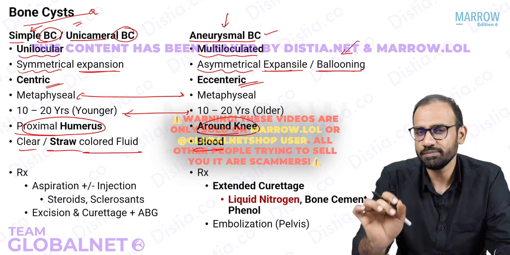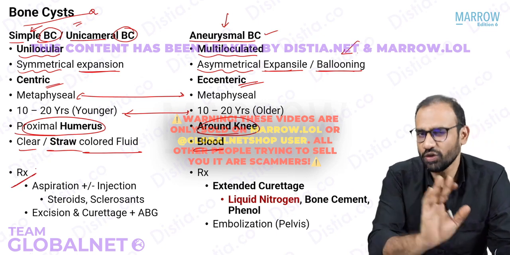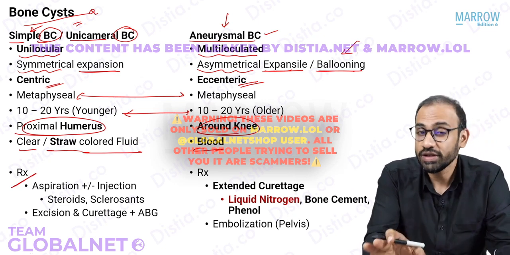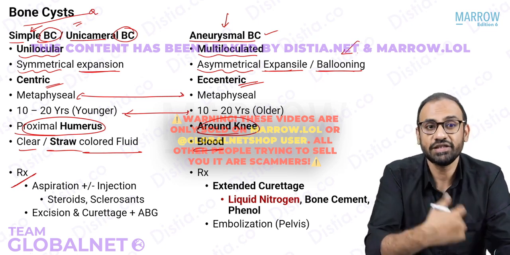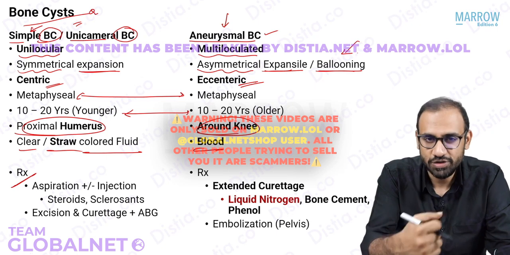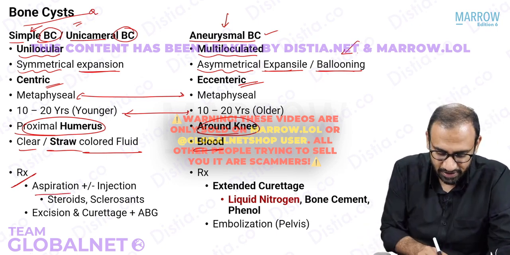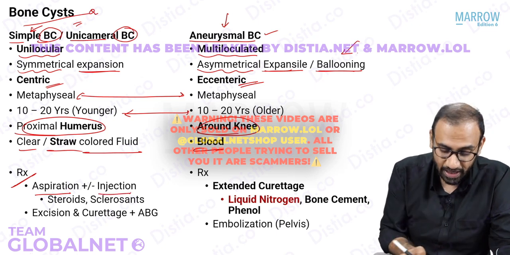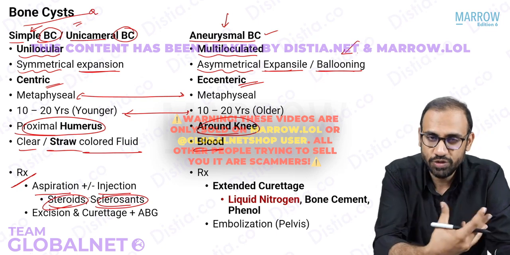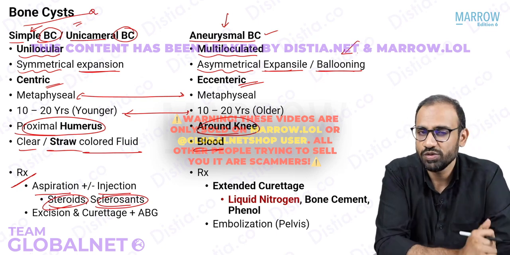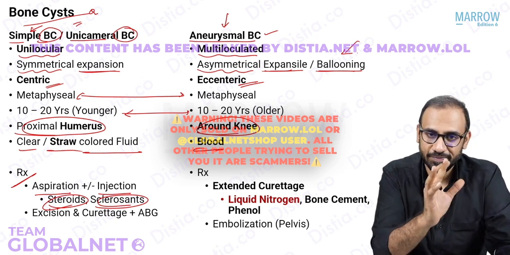So how do you treat simple bone cyst? Simple bone cysts are usually self-limiting and self-resolving. So most of the time you don't have to do anything. But if the patient complains of pain or there is a pathological fracture, then you will have to intervene. How do you intervene? You can aspirate the contents of the cyst and then inject either sclerosants or steroids to basically close the cavity. So aspirate and then inject. That is what you can do.